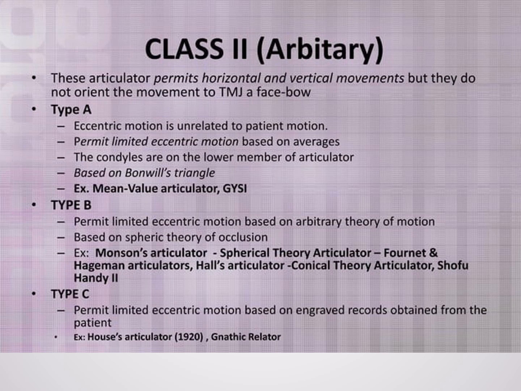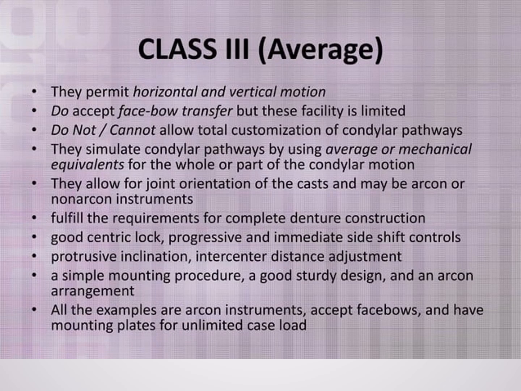Under class 2, type B will permit limited eccentric motion based on arbitrary theory of motion and also the spherical theory of occlusion. Examples are Monson articulator and Hall's articulator. Class 2 type C permits limited eccentric motion based on the engraved records which are obtained from the patient. The examples are House articulator and Dentatus relator.